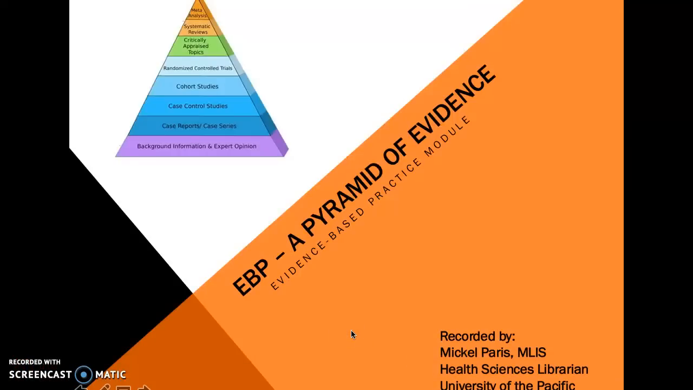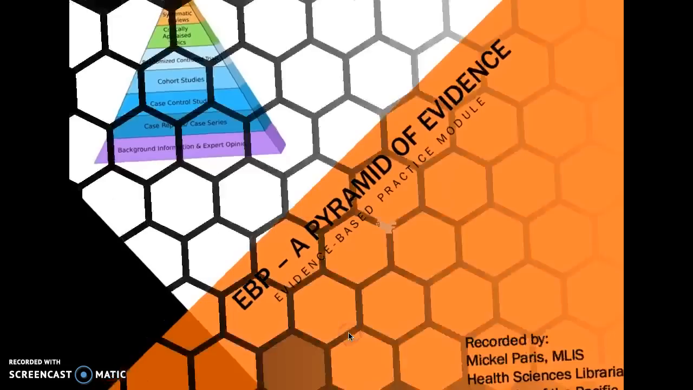Hello, this is Michael Paris, the Health Sciences Librarian for University of the Pacific at the Rite Aid Information Commons. This module is called EBP, a Pyramid of Evidence, and it is a module in the Evidence-Based Practice series. We will be studying the levels of evidence in the pyramid that you see in the upper left corner.